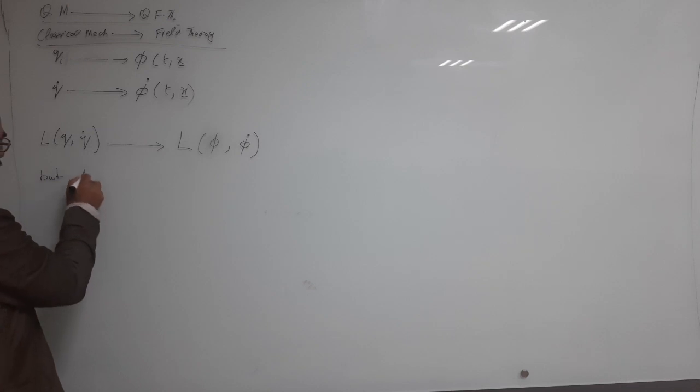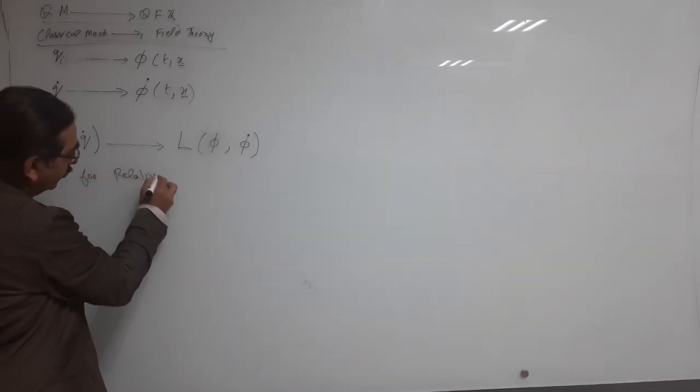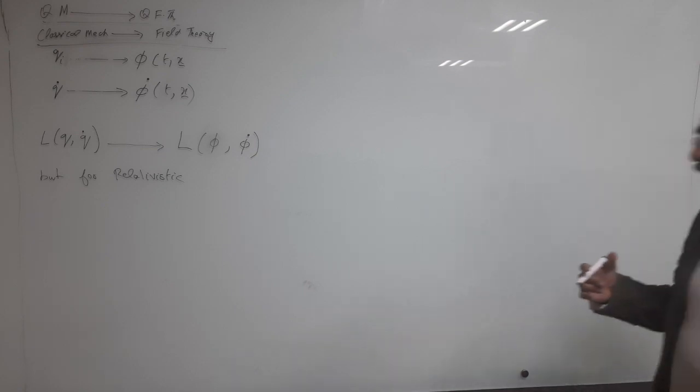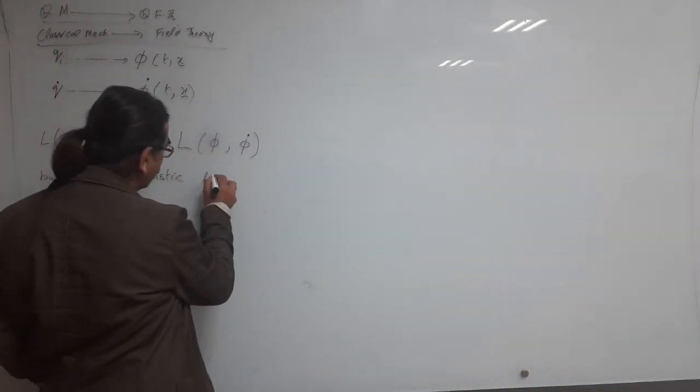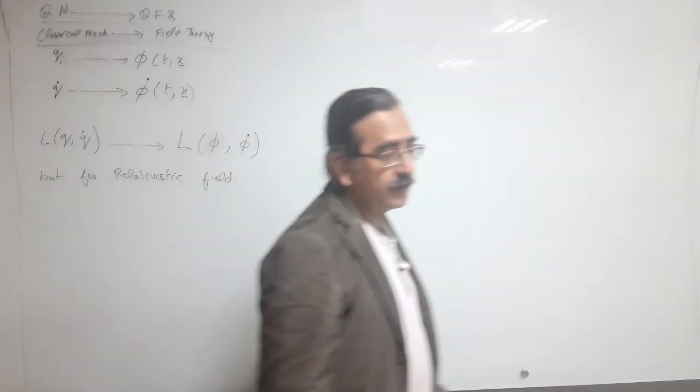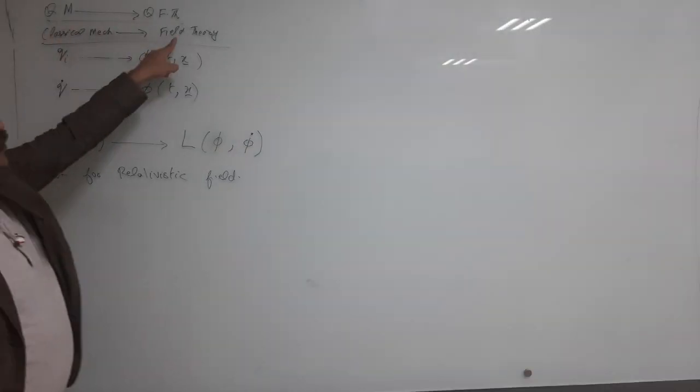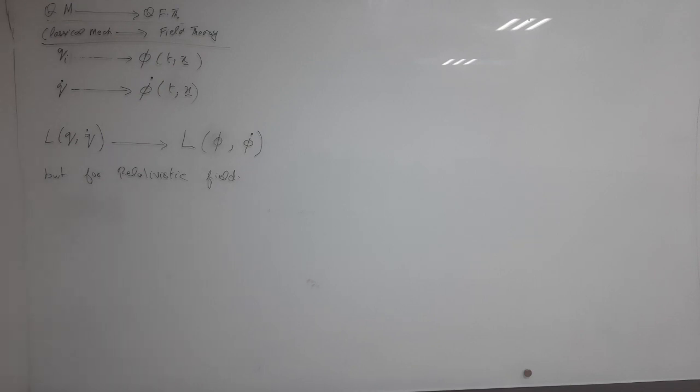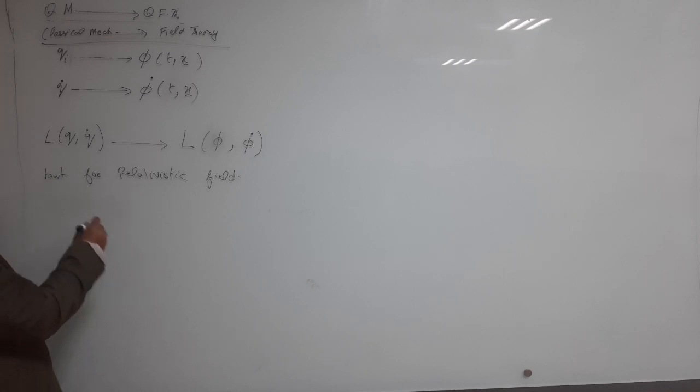But for the relativistic case, because we are in advanced quantum mechanics, we deal with the relativistic field. The particles may be moving so fast that their speed can be compared with the speed of light, so relativistic effects will appear. So if we consider the relativistic field, classical mechanics to field theory.